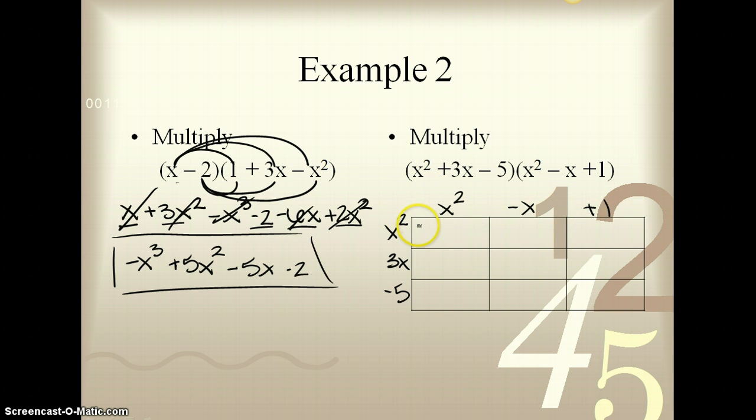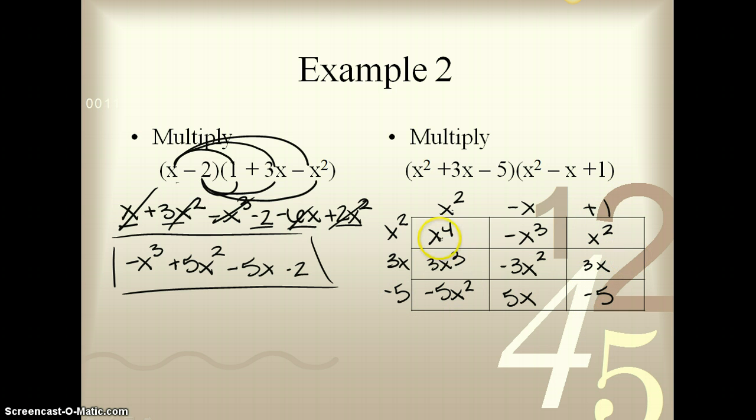From here, you're going to proceed to multiply as you go. So x squared times x squared would be x to the 4th. 3x times x squared is 3x cubed. Negative 5 times x squared is negative 5x squared. And then repeat. x squared times negative x is negative x cubed. 3x times negative x is negative 3x squared. Negative 5 times negative x is positive 5x. And then last but not least, x squared times 1 is x squared, 3x times 1 is 3x, and negative 5 times 1 is negative 5.